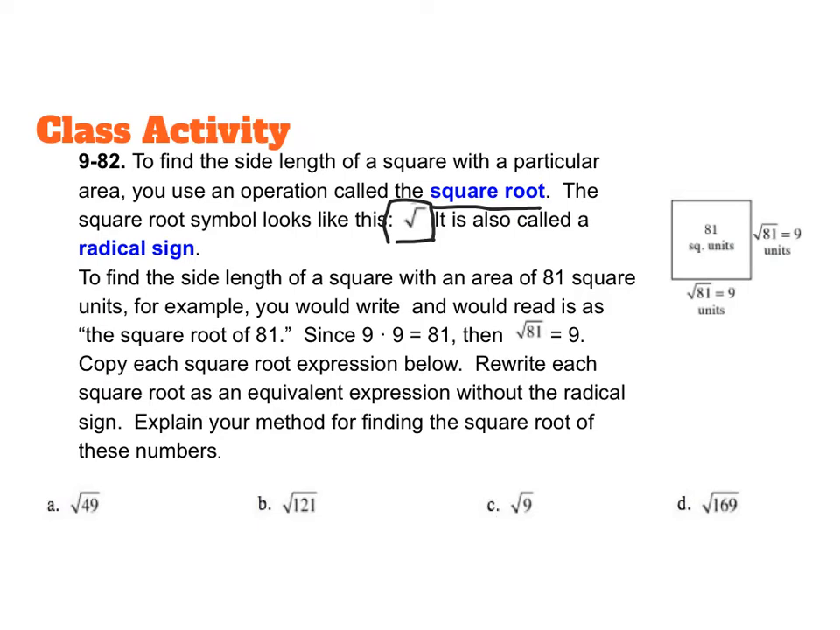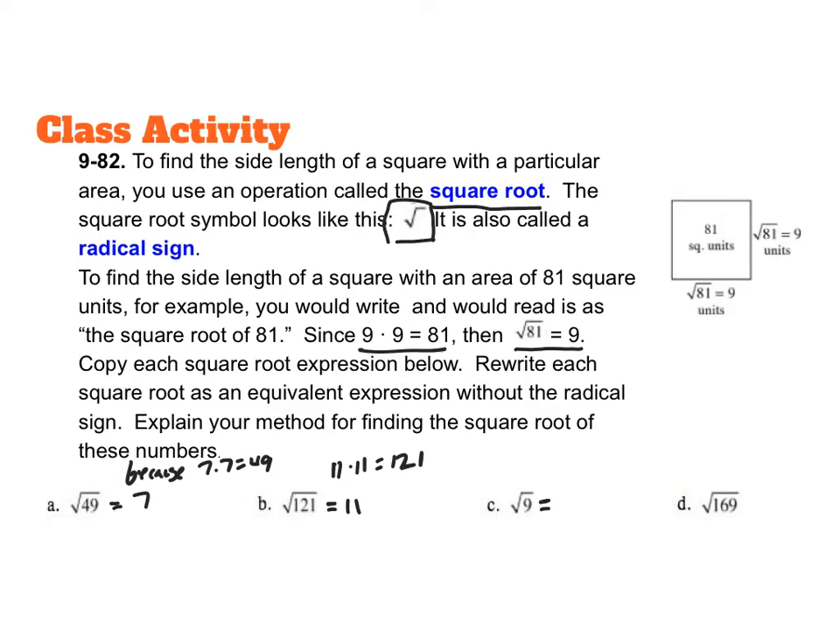To find the side length of a square with an area of 81 square units, for example, you would write the square root of 81. Since 9 times 9 is 81, the square root of 81 is equal to 9. So the square root of 49 is 7, because 7 times 7 equals 49. The square root of 121 is 11, because 11 times 11 equals 121.